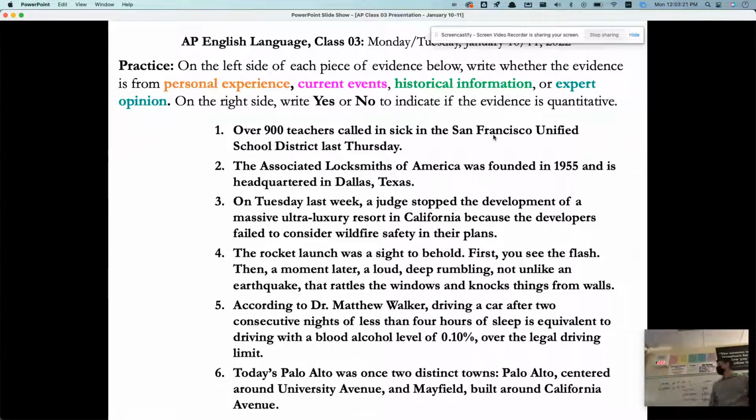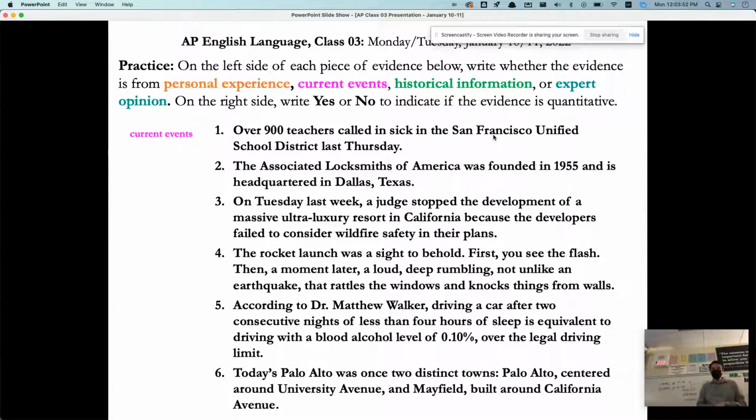Okay, so first one. Over 900 teachers called in sick in the San Francisco Unified School District last Thursday. Very recent piece of information. I think this actually came out of a newspaper, current events, for this first one. It is, and it's not going to show up on the slide, but that one is quantitative. Yes, that's quantitative. You got a 900 there.